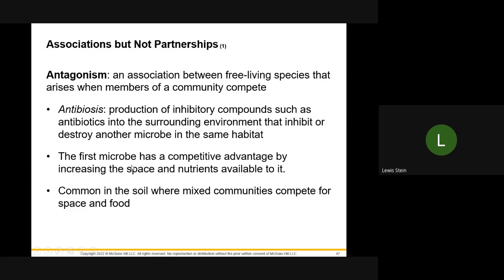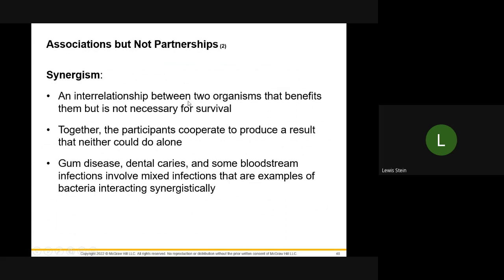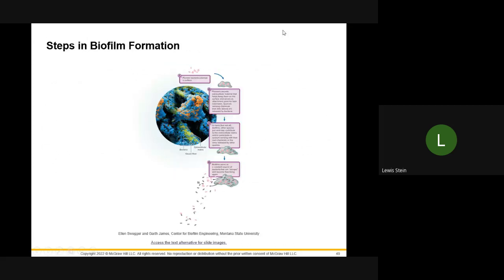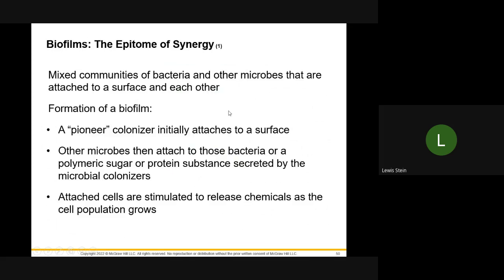So, again, whether the first microbe has a competitive advantage, I would buy that. Soil, mixed communities, for interrelationships that are mutually beneficial, we certainly have those. The classic example would be gum disease or cavities, and even some bloodstream infections. So we see that with dental tartar creating this interesting biofilm that facilitates the growth of certain organisms and also the conditions to facilitate cariogenic disease, cavities, that are there. And they'll go through that type of stuff.